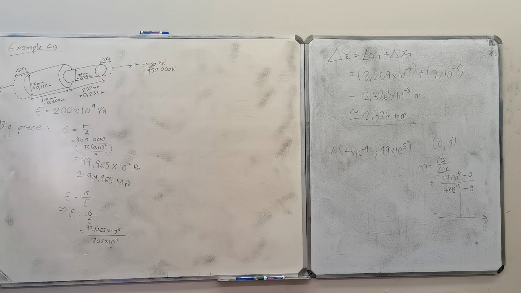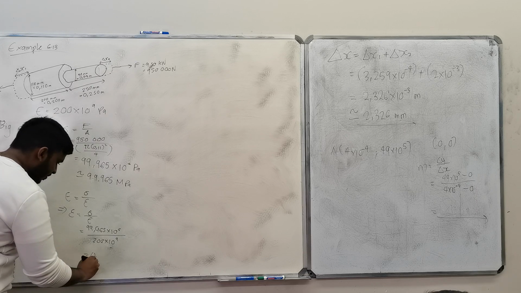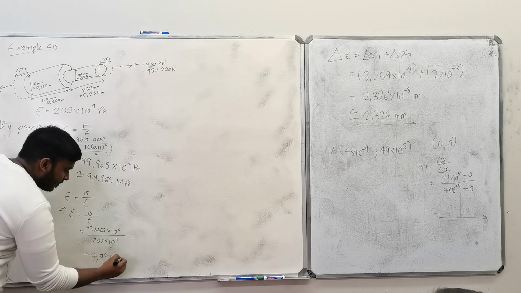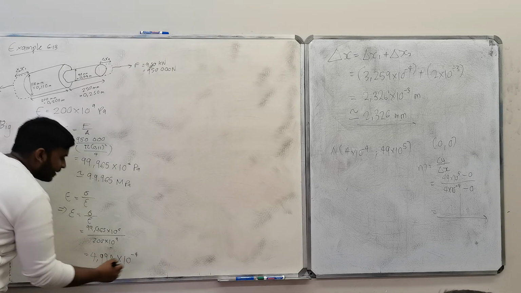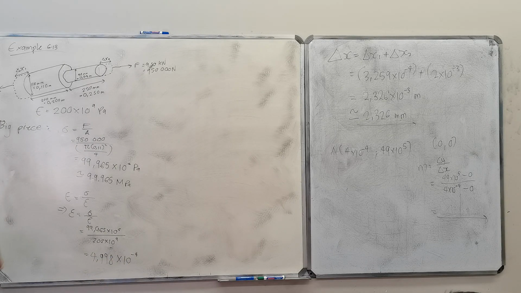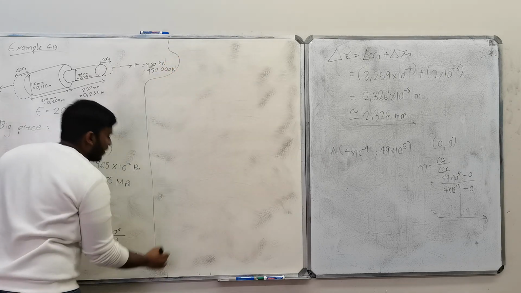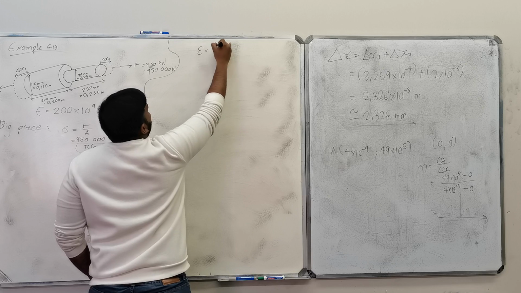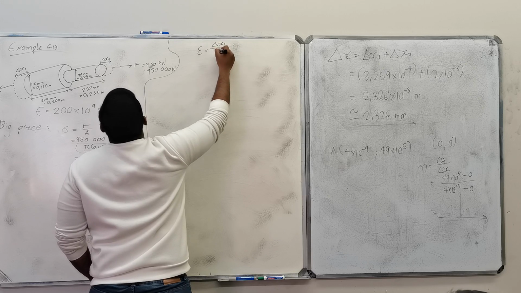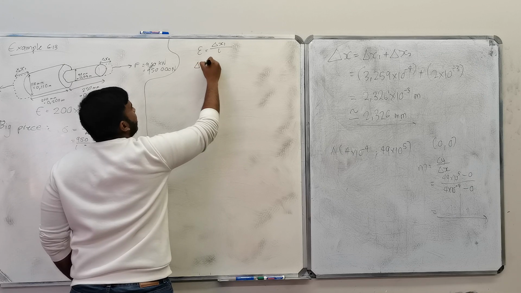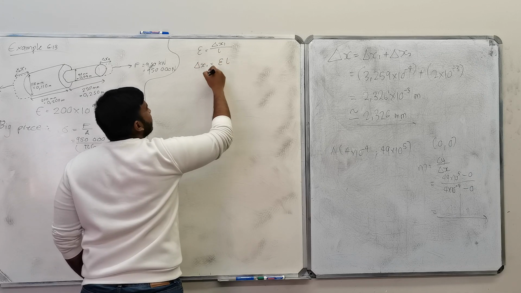4.99 and then 8, 8 to 5, just times. And it's fine, minus 4. That's the strain. Now, using the strain, what can we do? Strain is equal to your change in length over your original length, right? So, your change in length will be equal to strain times length.